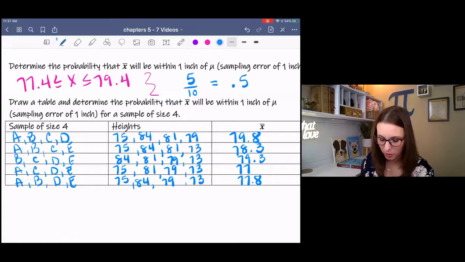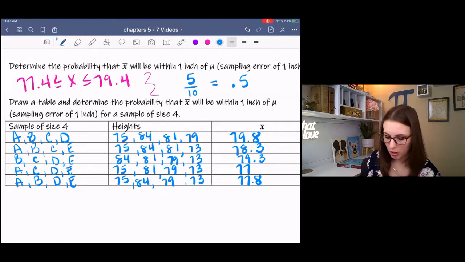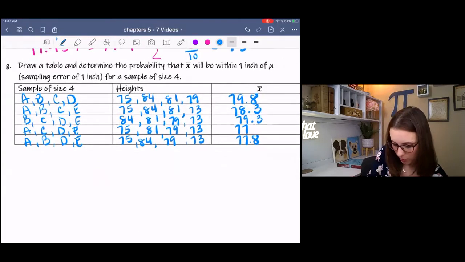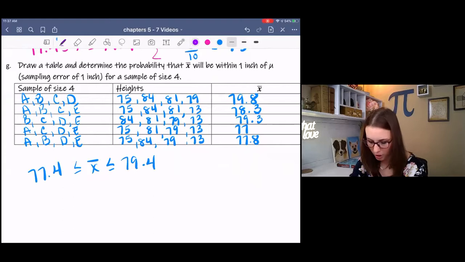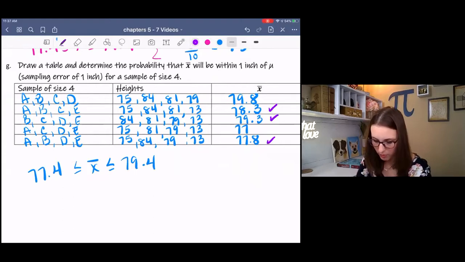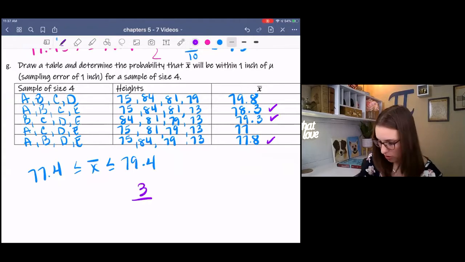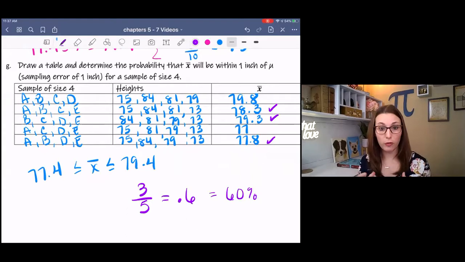And then the last part of the problem says, find the probability that the sampling error is 1 inch. So we're still doing between 77.4 and 79.4. And when you check that, we get 1, 2, 3 of them out of 5, which is 0.6. So we're shrinking even further.